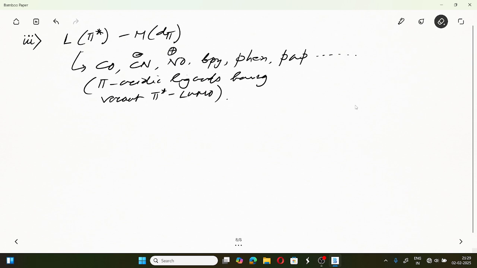So the pi star LUMO is vacant, okay? The LUMO, which is obviously vacant, should be of pi star character. Remember, in the case of carbon monoxide we have explained carbon monoxide, cyanide and nitric oxide. If you look at their molecular orbital energy level diagram, you know that the MO energy level diagram will be the same because these three are isoelectronic, isn't it?